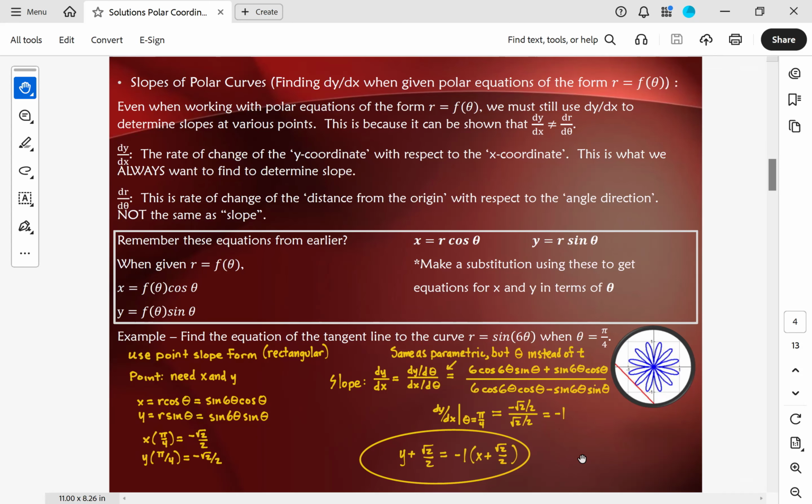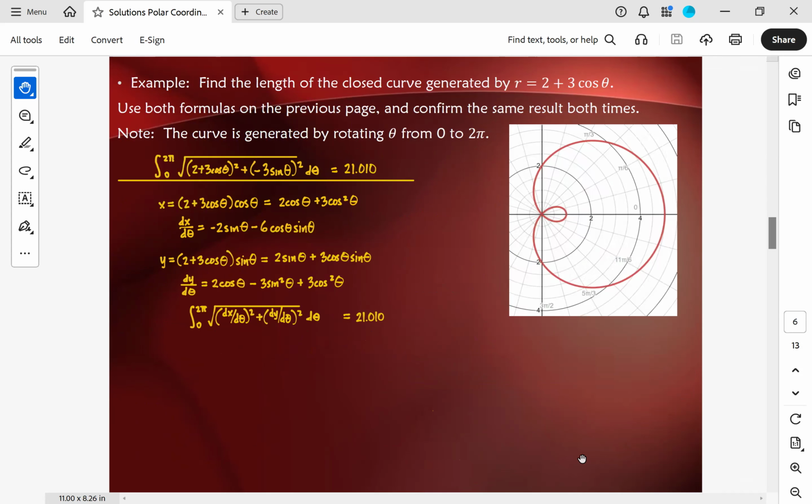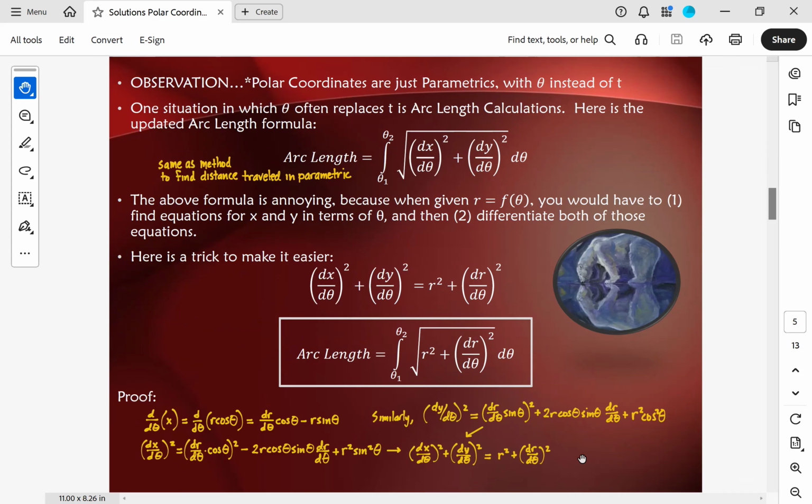Okay, moving along. Here at the top, again, the observation: polar coordinates is really just parametric for some of the tasks with theta instead of t. For that reason, we see a certain formula now for the third time this chapter. We are integrating what looks like Pythagorean theorem with first derivatives instead of actual legs of a right triangle.